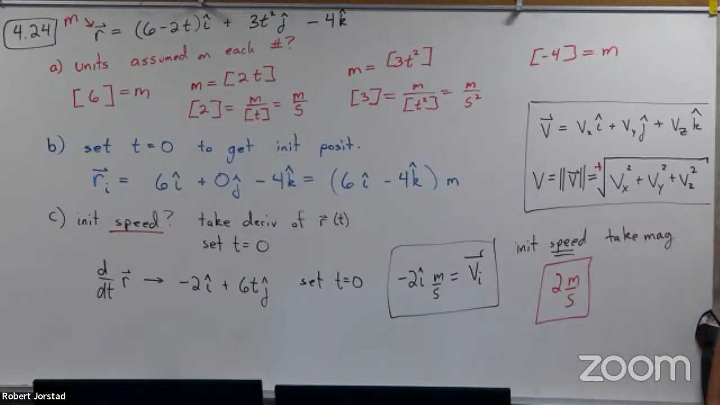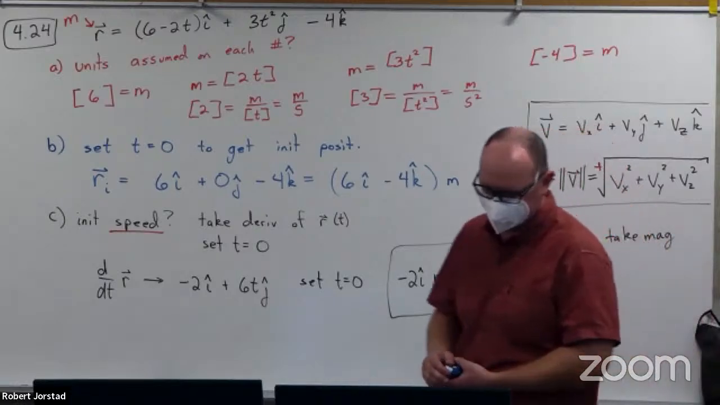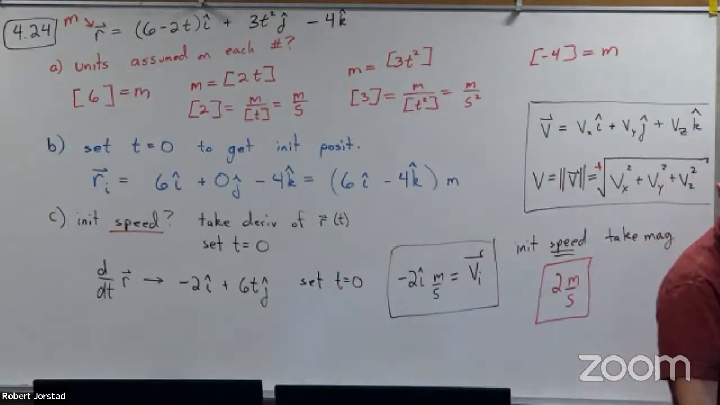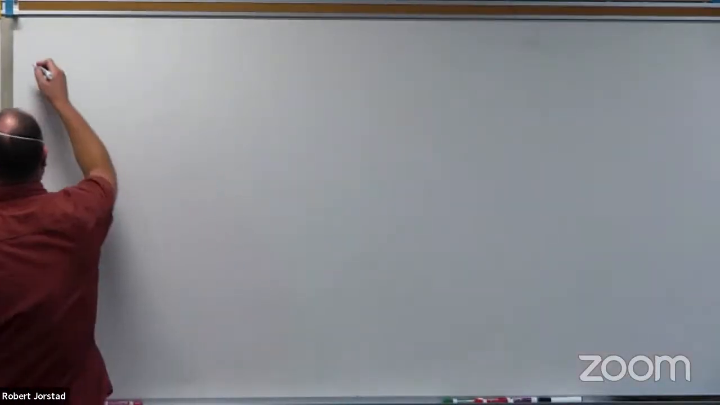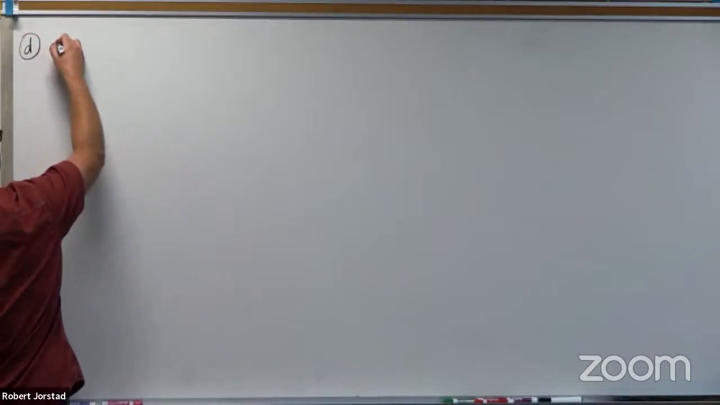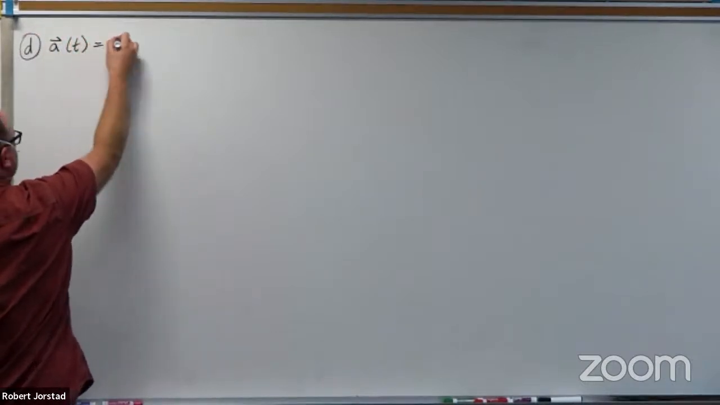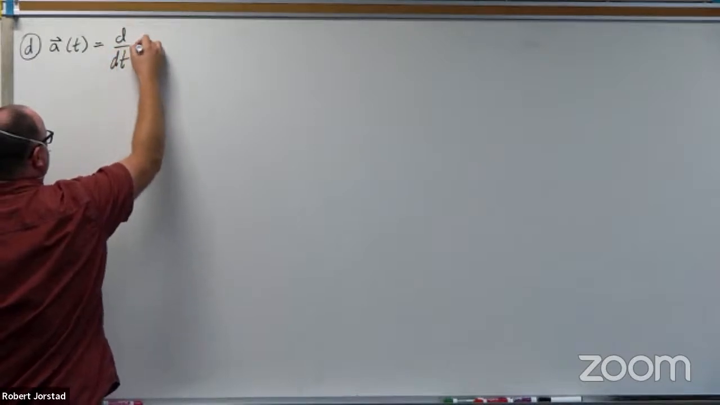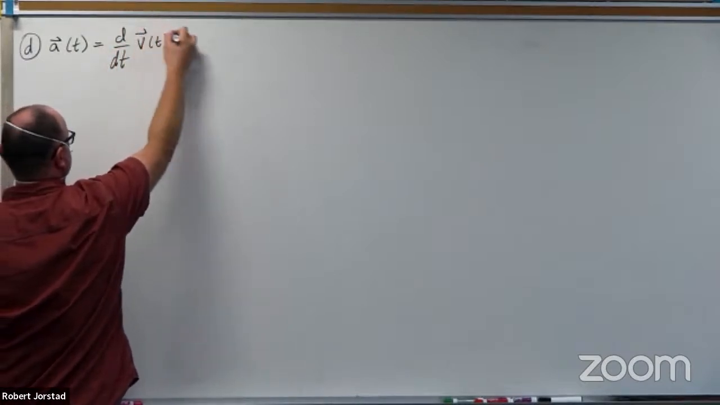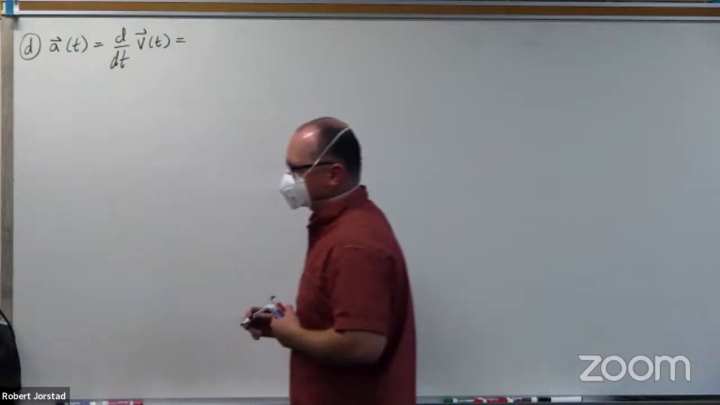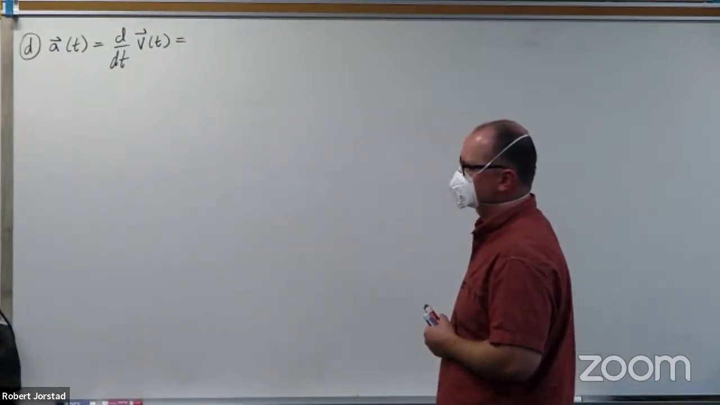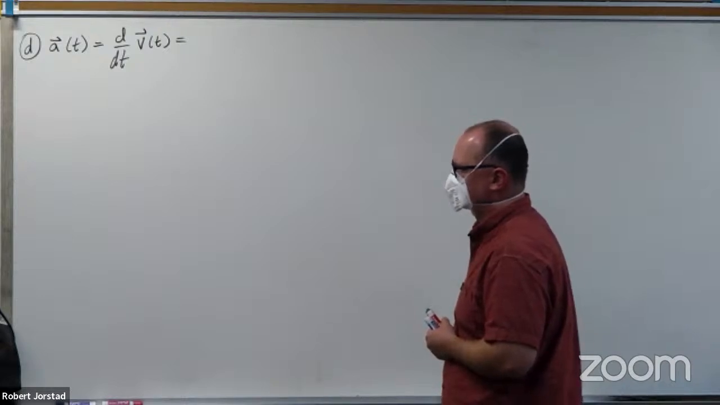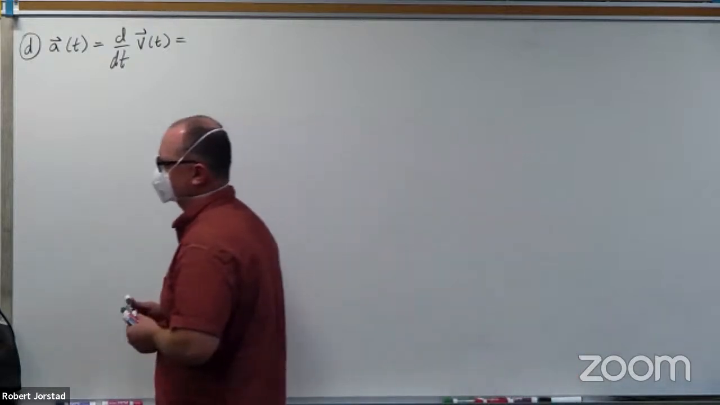All right. What's part D? Probably the acceleration, right? Okay. D. We're going to take the derivative of the velocity as a function of time, which is what? I think that's 0. Nope. Just j hat.